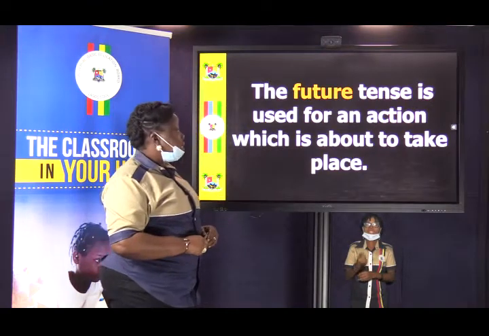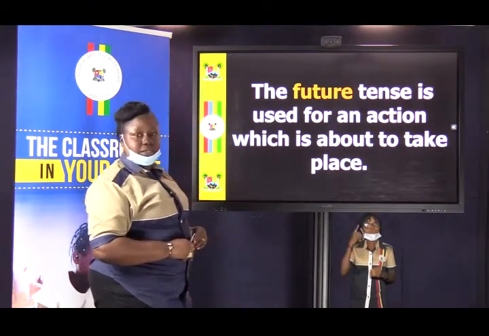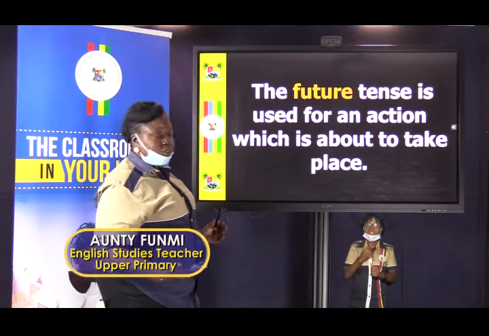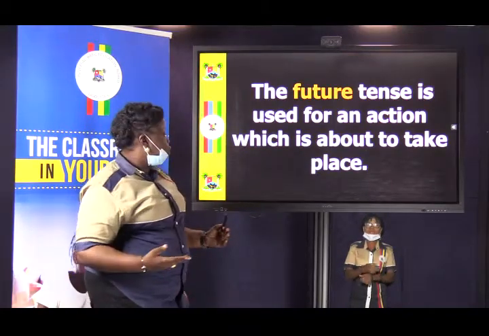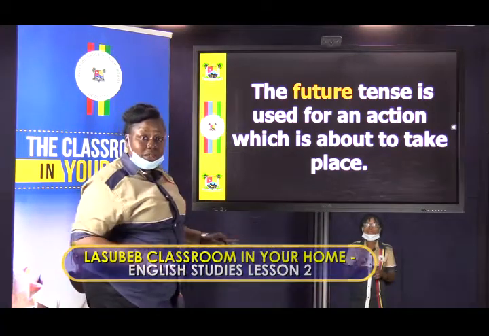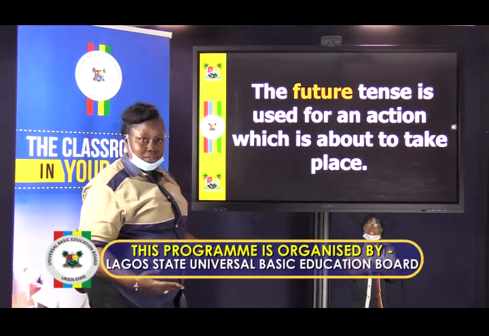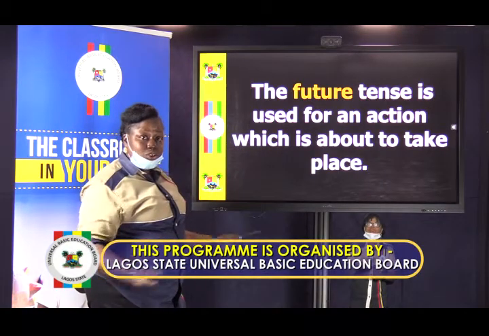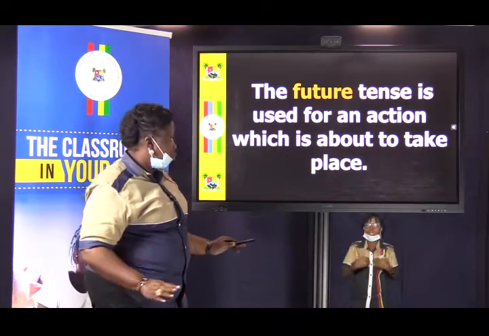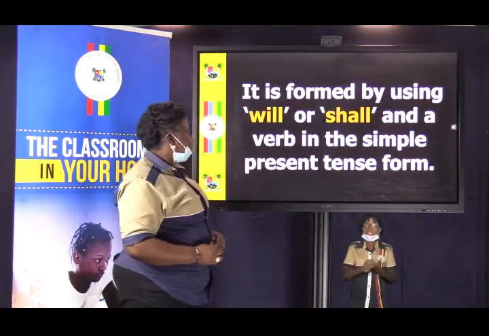The future tense is used for an action which is about to take place. It had not taken place. It is about to take place. The action had not been carried out at all. That is the future tense.